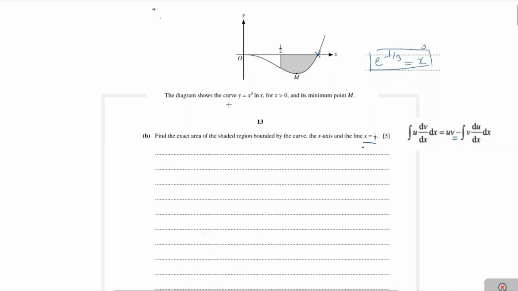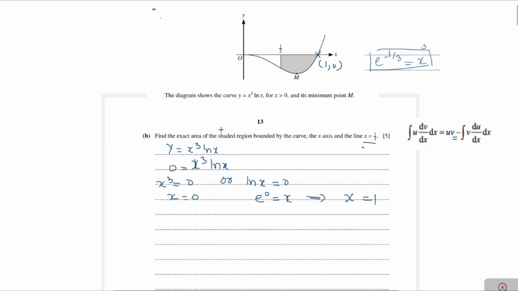You see here y equal to x cubed ln x. Now we put y equal to 0. Now x cubed ln x equals 0. Then x cubed will be equal to 0 or ln x equal to 0. Now x will be equal to 0, and ln x equals 0 can be written as e to the power 0 equal to x. It means x equals e to the power 0, which is 1. Therefore, that point will be (1, 0).